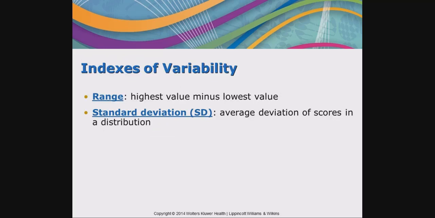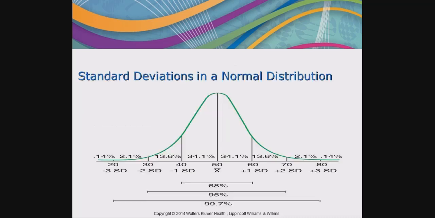Indexes of variability. There's range, and this is the highest value minus the lowest. It is the simplest measure of variability. RN to BSN IQ range is 120 to 160, genius level. Now, standard deviation, you need to put a star by this, is the most widely used, and it describes how the values or the scores vary around the mean. It tells you just how spread out the scores are in a distribution.